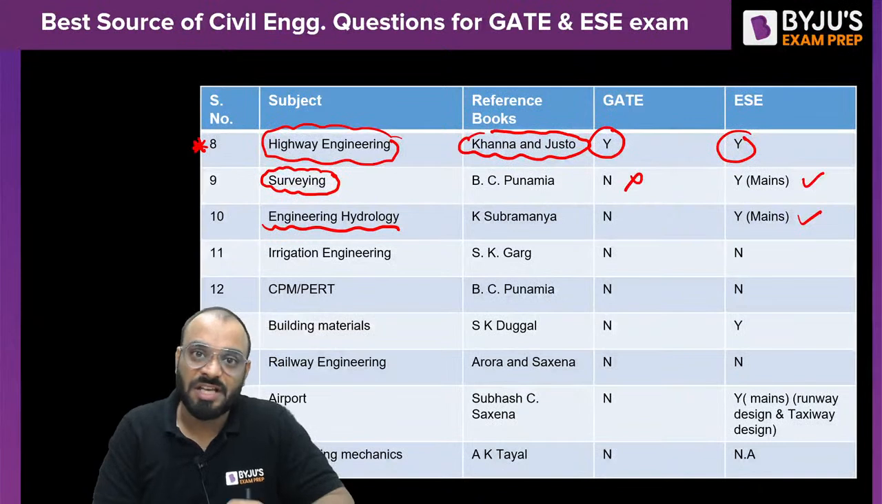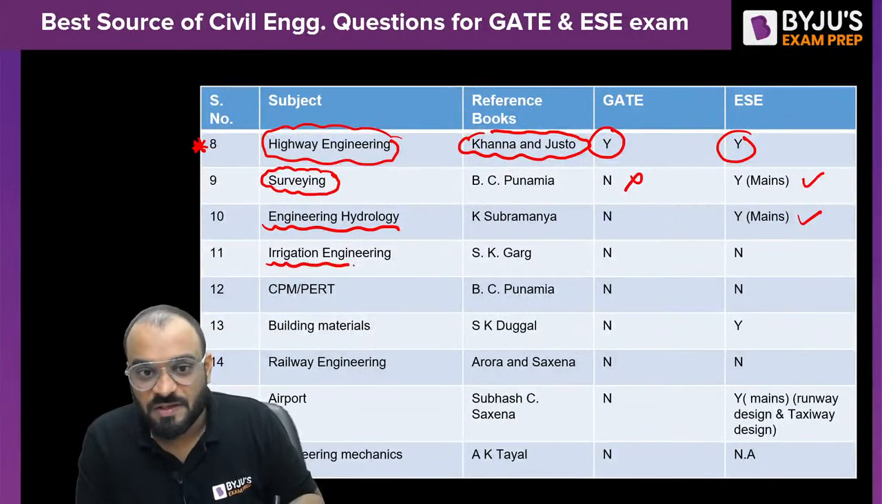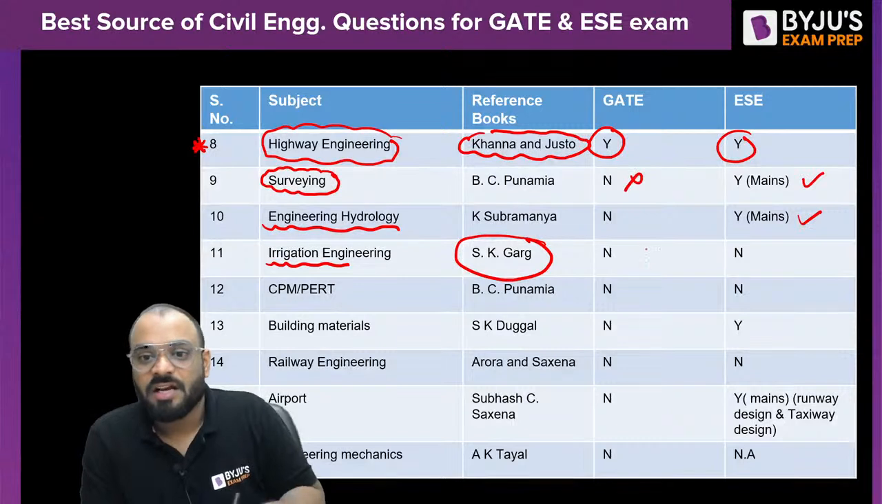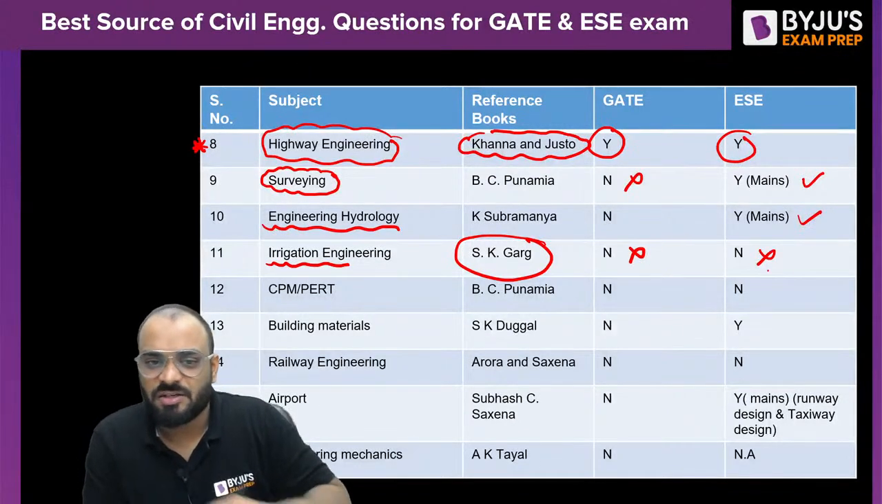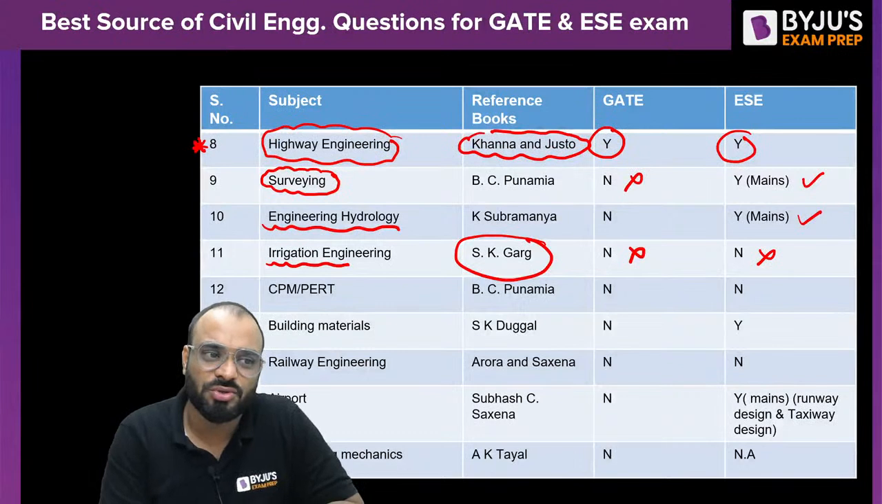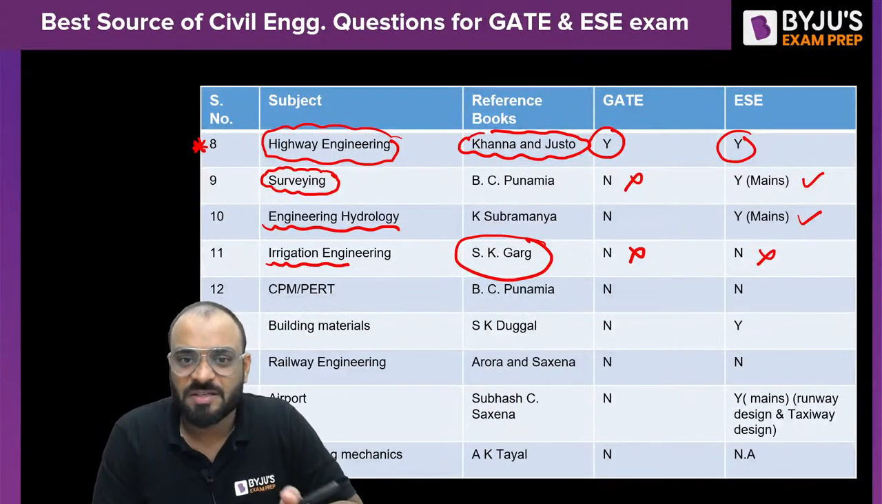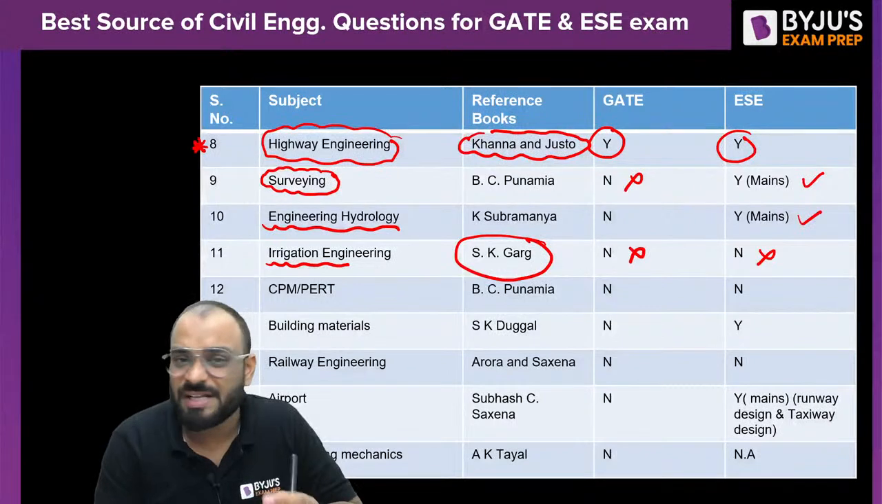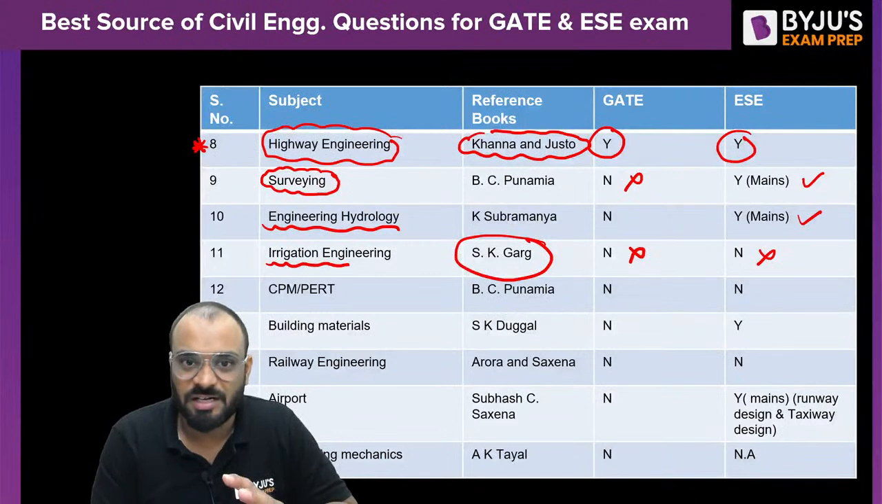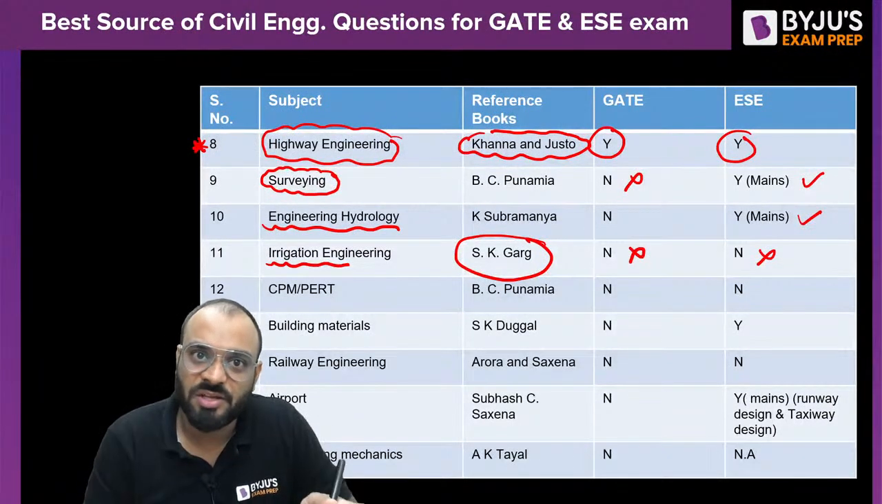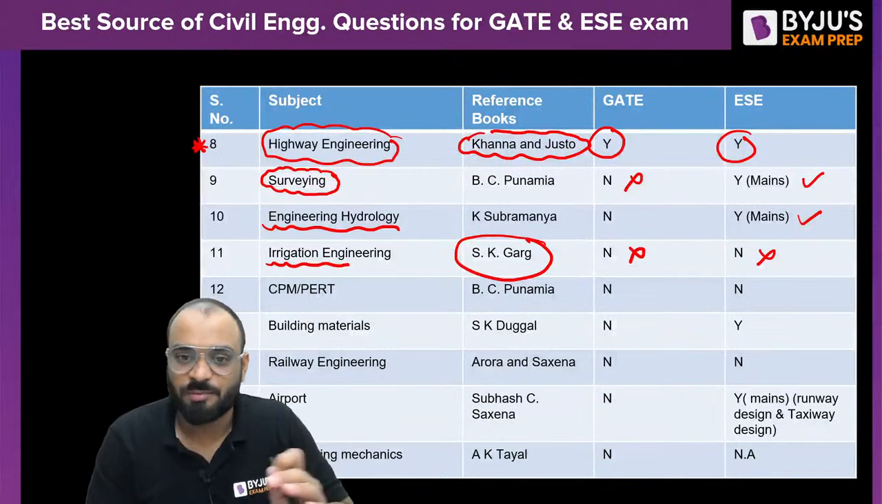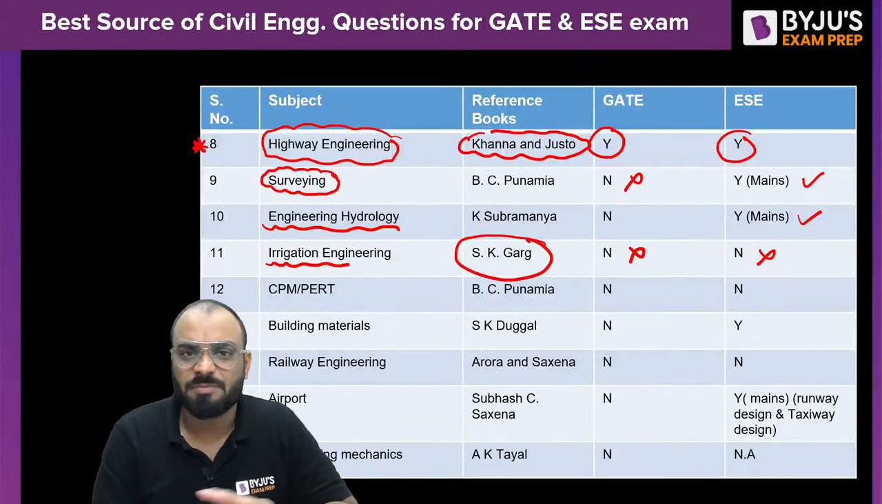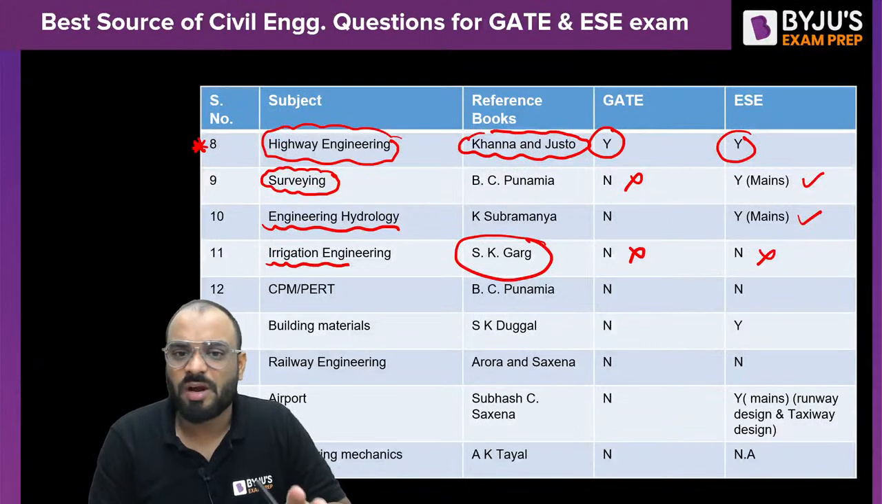So guys, if we talk about the irrigation part, irrigation, SK Garg, right? It is not required for GATE as well as ESE. Don't use the numericals or any type of practice from this type of reference book. Why? Because the weightage is very less, and you can practice more questions from your PYQs itself, right? Either it may be your conventional PYQs or your objective type PYQs. You can refer to them and ultimately that particular part can be done, right? And it is not required to have this particular reference book and try to solve questions for irrigation engineering, because the weightage is very less.